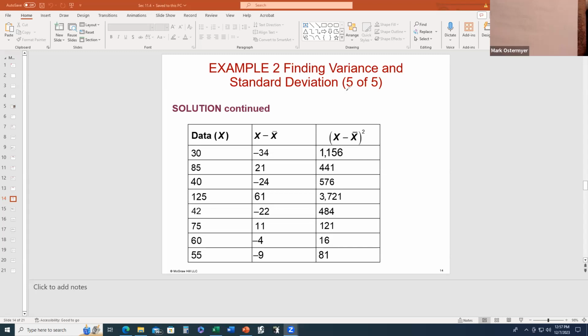Now to get the variance is pretty simple. All you've got to do is sum up the last column. Then you take the sum of the last column and divide that sum by n minus 1. And when you do that, you have the variance. Okay, you've got the variance of the sample. Now, if you take the square root of the variance, then you generate the standard deviation.